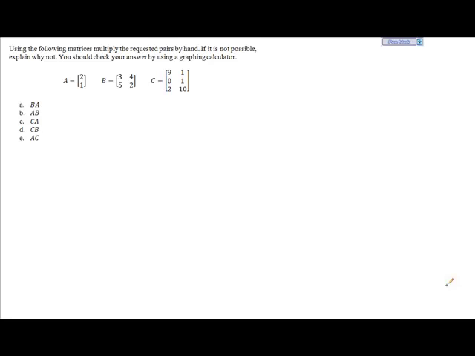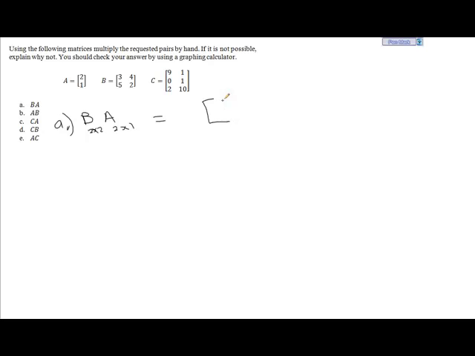In this problem, we're multiplying a series of matrices. The first thing we want to do is B times A. The first thing we're going to look at here is the dimensions. B is a 2 by 2, and A is a 2 by 1. So we have a 2 by 2 by a 2 by 1.